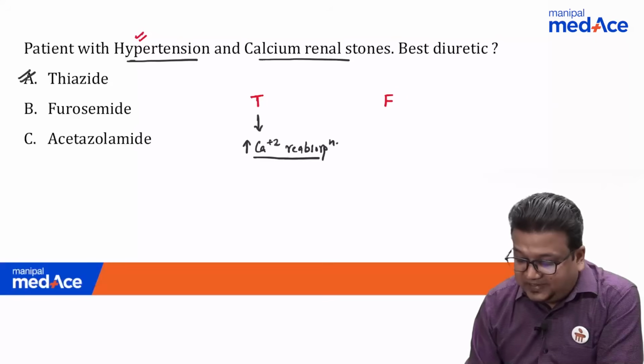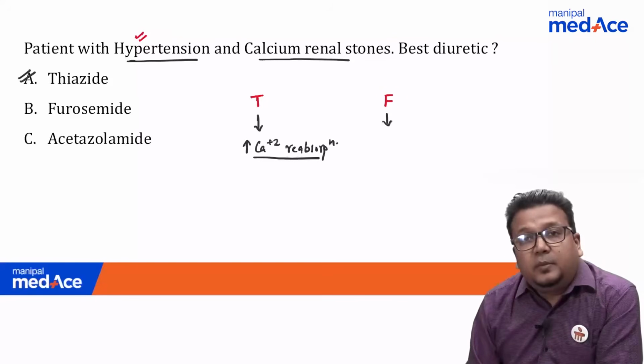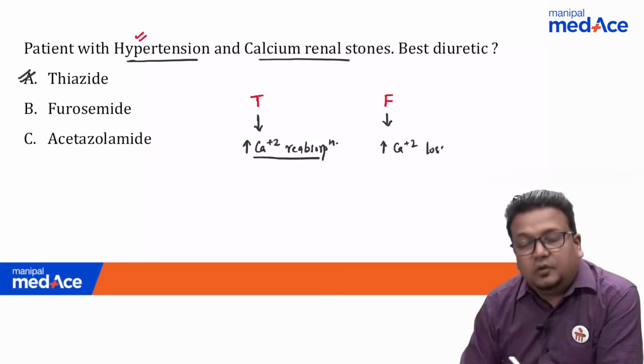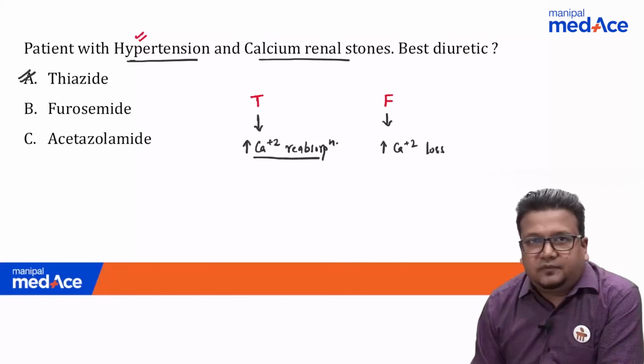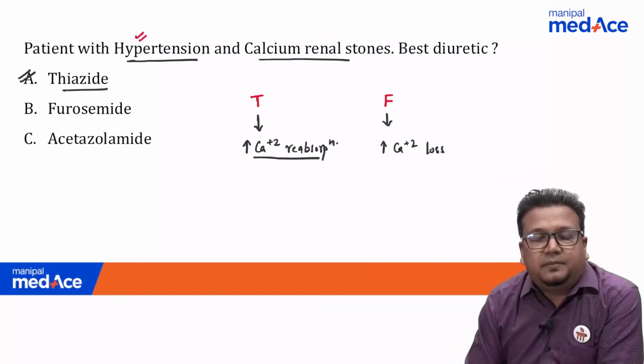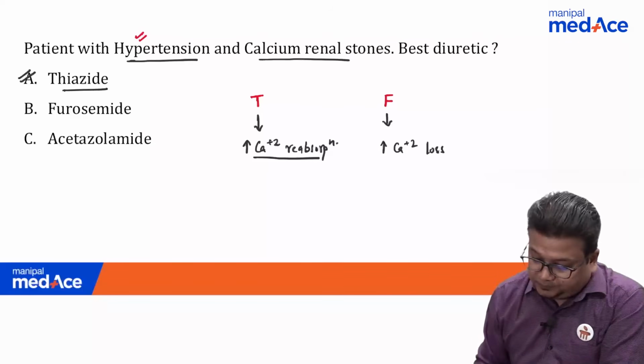Okay, furosemide has an opposite effect. You might recall, furosemide actually increases the calcium loss in urine. So furosemide will not be suited for this particular patient. So it is the thiazide which should be used in a patient with hypertension and nephrocalcinosis, particularly the calcium renal stones.